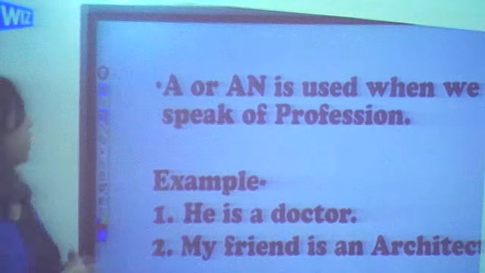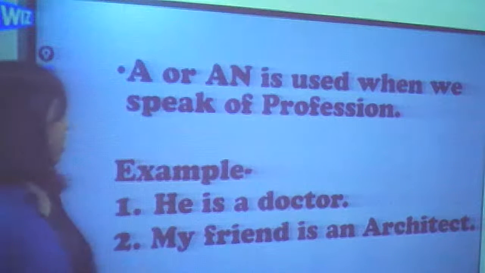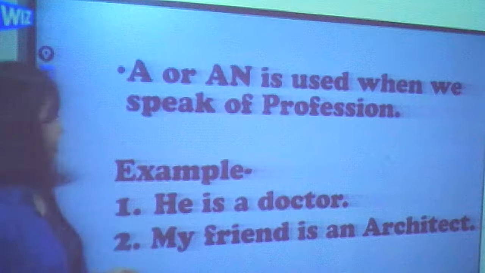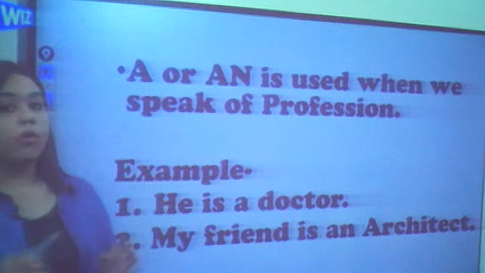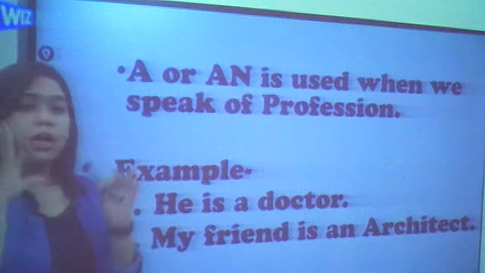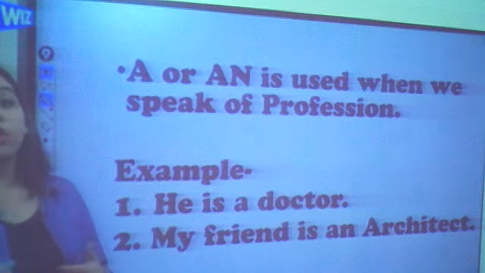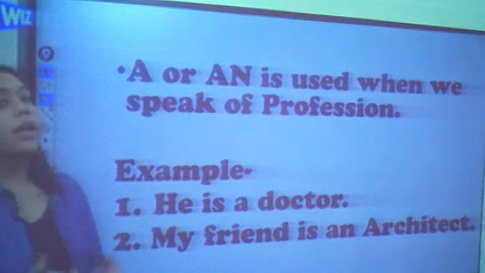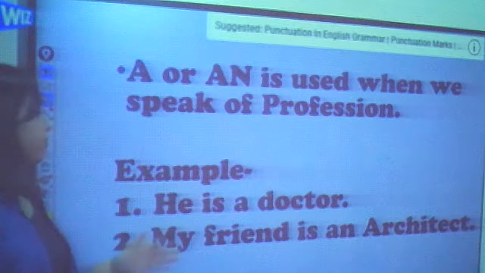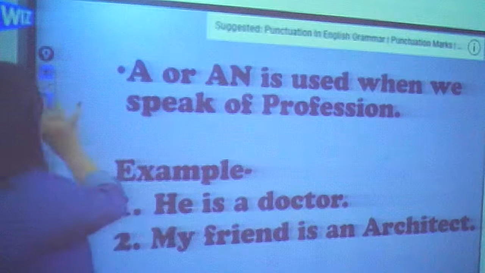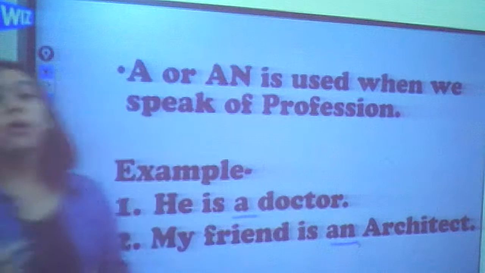Now, a or an is used when we speak of profession. Okay. Again, in profession, we are going to use it. He is a doctor. Okay. We are not specifically talking about somebody in particular, like the doctor that I met. Okay. You're understanding it. We're talking about somebody's profession. Like he's a teacher. So like that. He is a doctor. My friend is an architect. So you see that we use a or an whenever we are talking about somebody's profession.